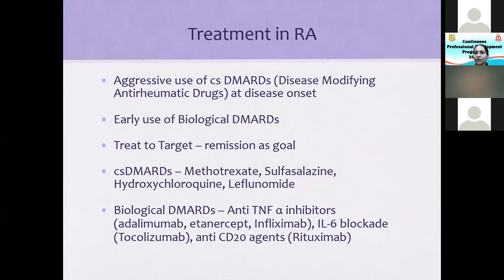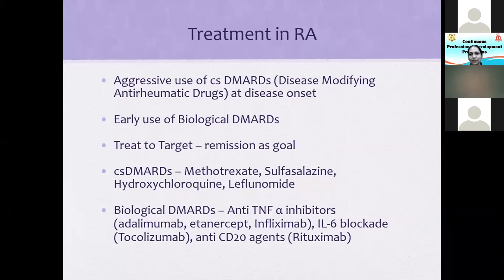Now, in all these conditions, we treat to a target. What is the target? It is remission of disease. So our goal is to achieve remission, and in order to achieve that remission, we will adjust our treatment.